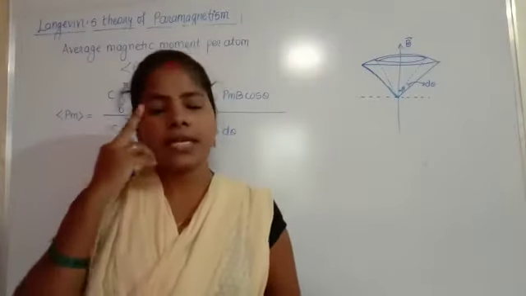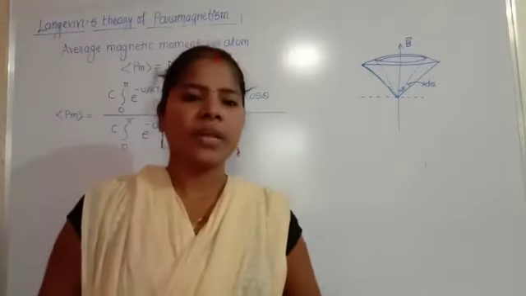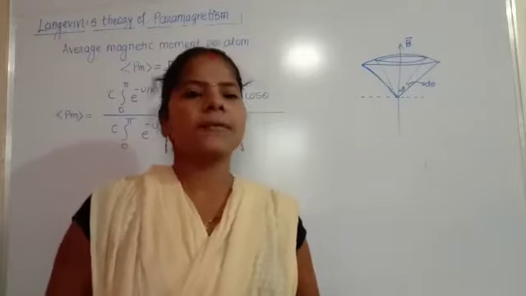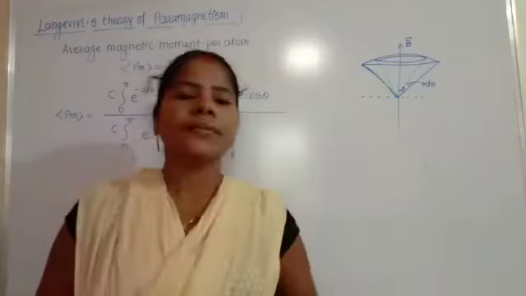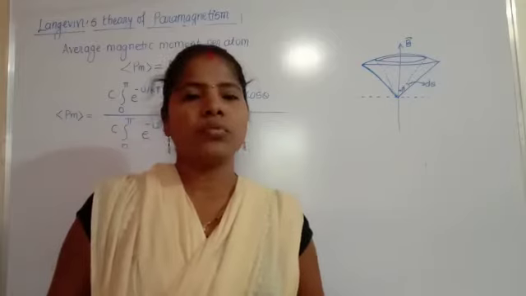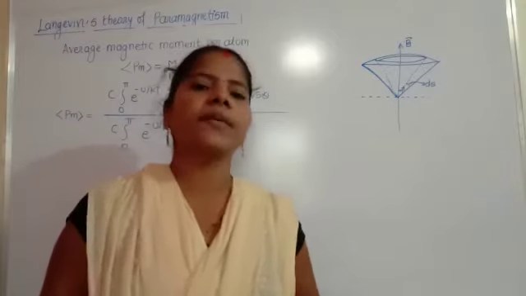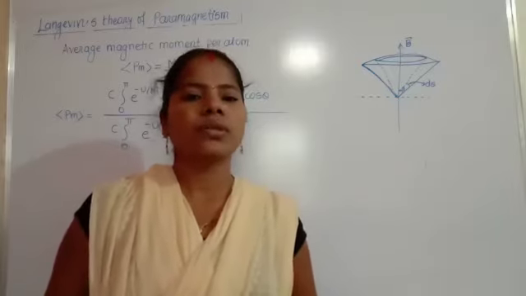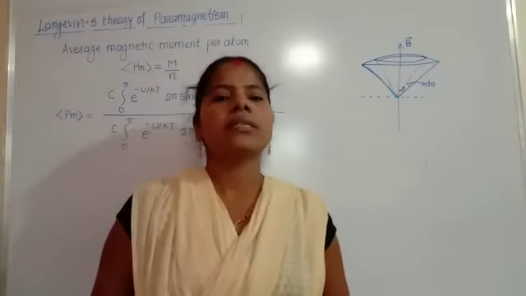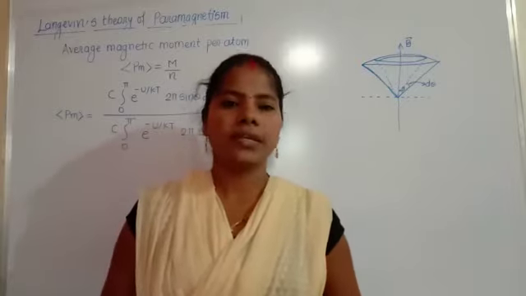In the previous class we calculated the total magnetic moment, and we are continuing here with the Langevin theory of paramagnetism. In the first class we calculated the number of atomic dipole moments, that is dn is directly proportional to e to the power of minus u by kT, and dn is also proportional to 2π sin theta d theta. So by combining these two equations we get dn is directly proportional to e to the power minus u by kT into 2π sin theta d theta.